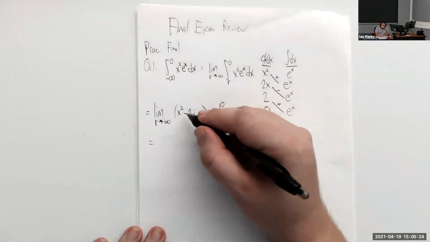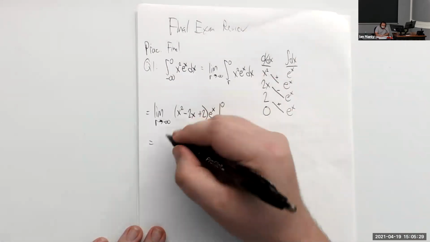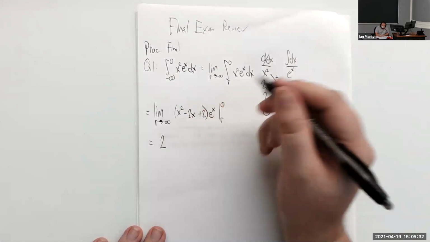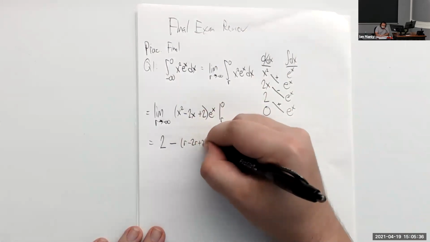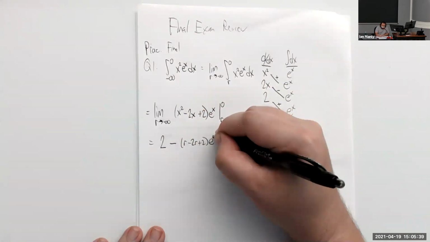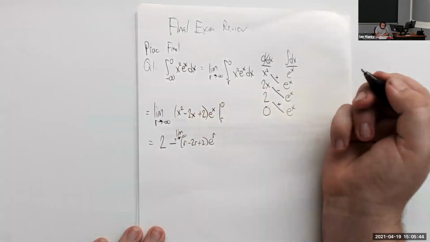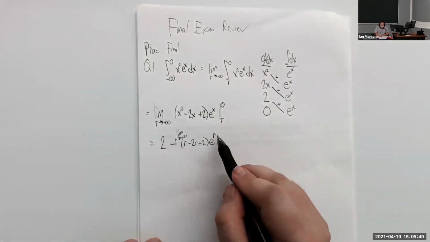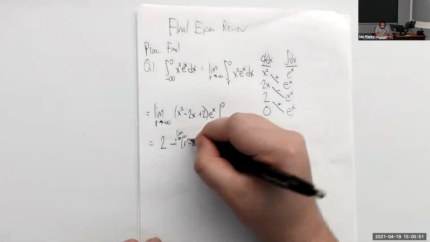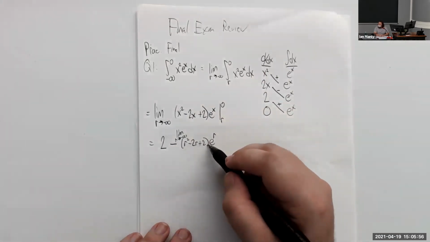So I plug in 0, and I have 0 minus 0 plus 2, and then e to the 0 is 1. So I have 2 when I put 0 in. Then I subtract and I have r squared minus 2r plus 2 e to the r. And we also have the limit as r goes to negative infinity. I almost forgot that. Okay, so now we just have a 2 here, but the real concern is what's happening with this right here.